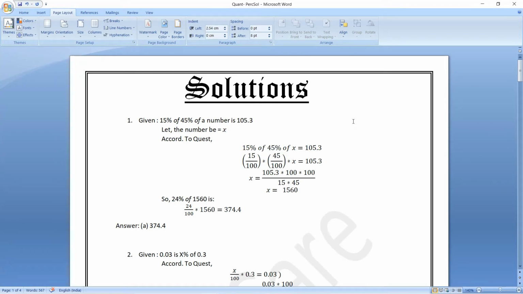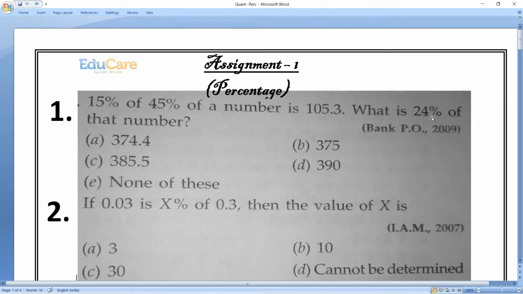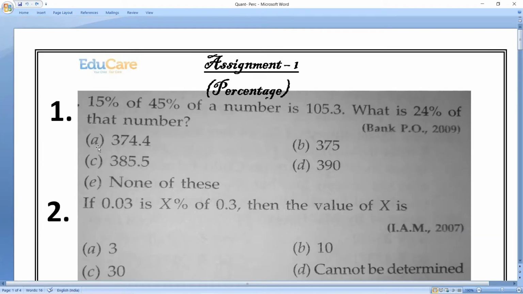It says 15% of 45% of a number is something. So we will take, let the number be x, and then according to the question we will write down the equation. 15% of 45% of x equals 105.3, and then we have solved and found out that x is 1560. What is the next part of the question? It says what is 24% of that number. So 24% of that number, which is 1560, is 374.4. So the answer will be option A, that is 374.4.